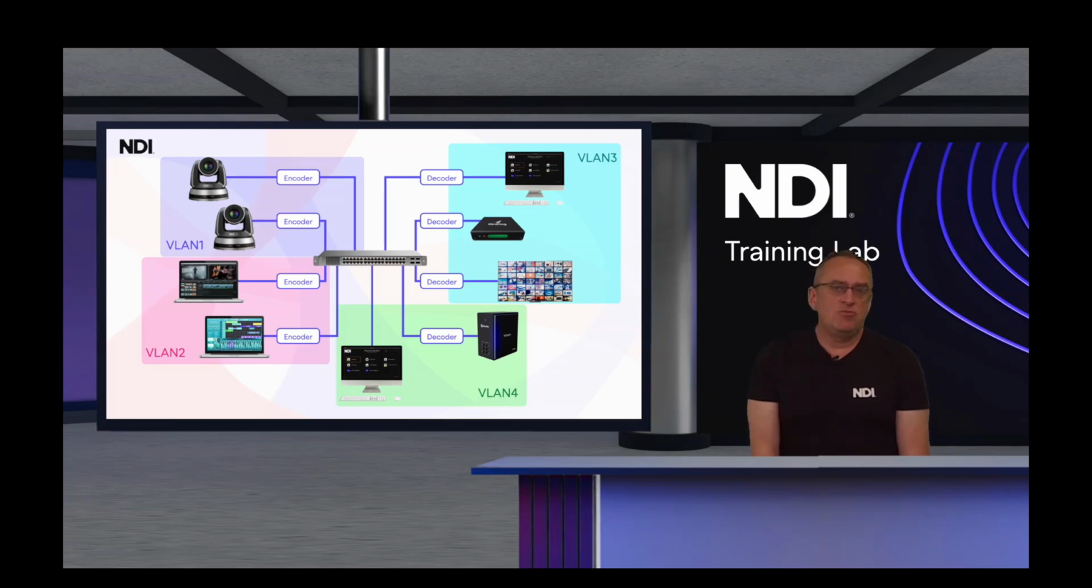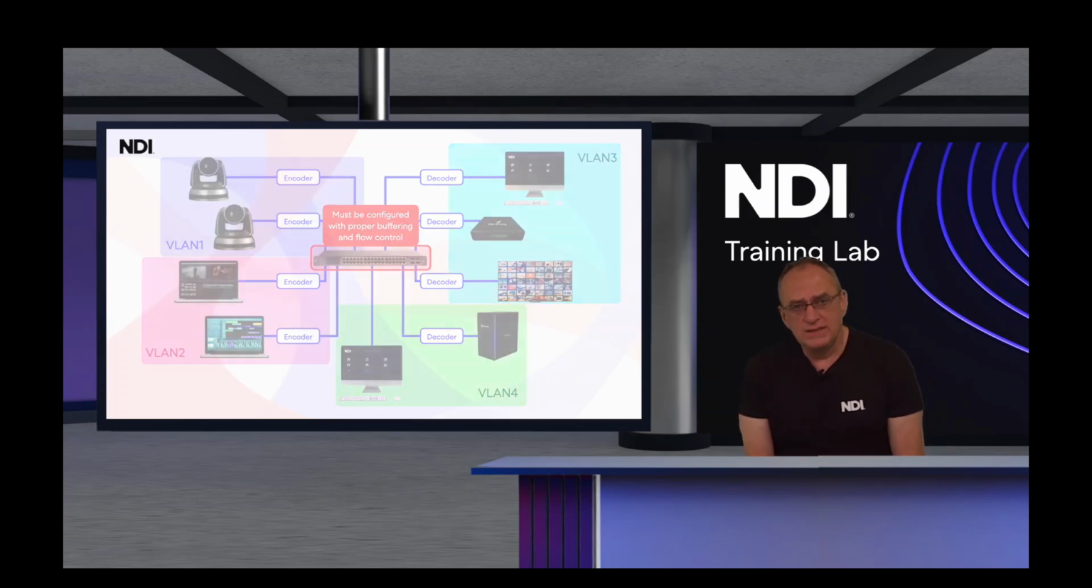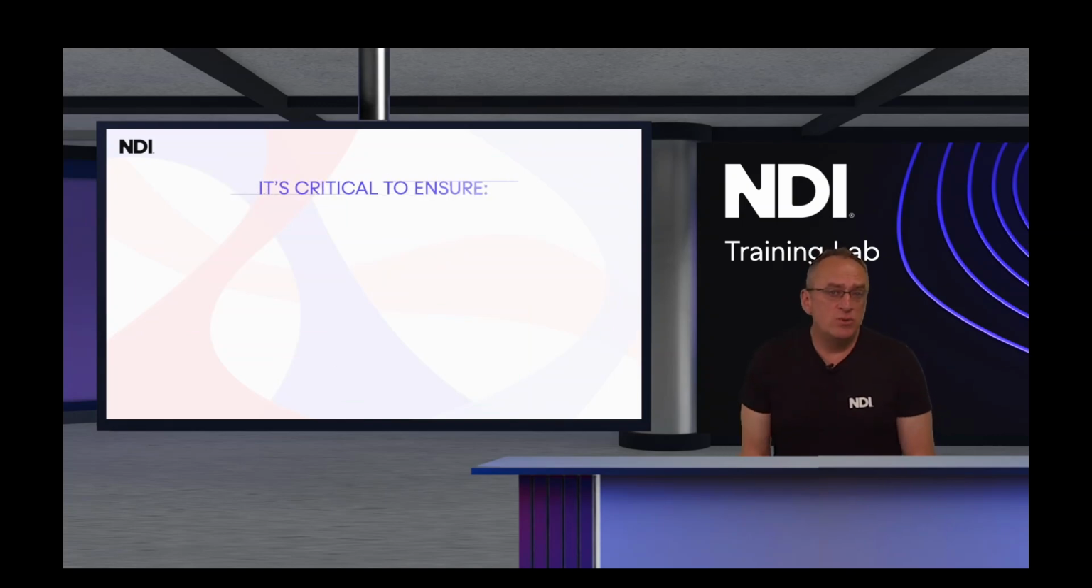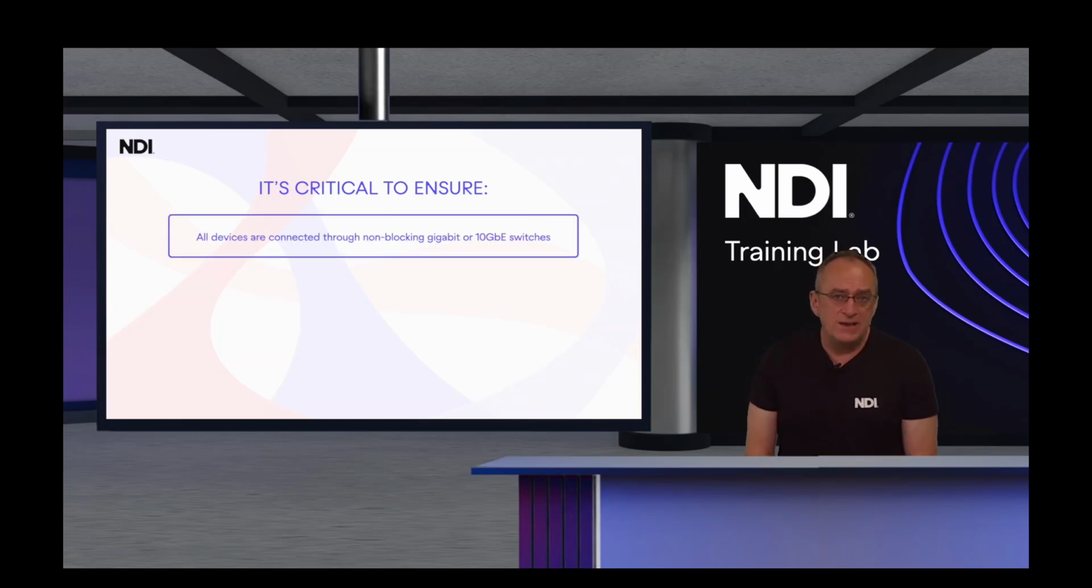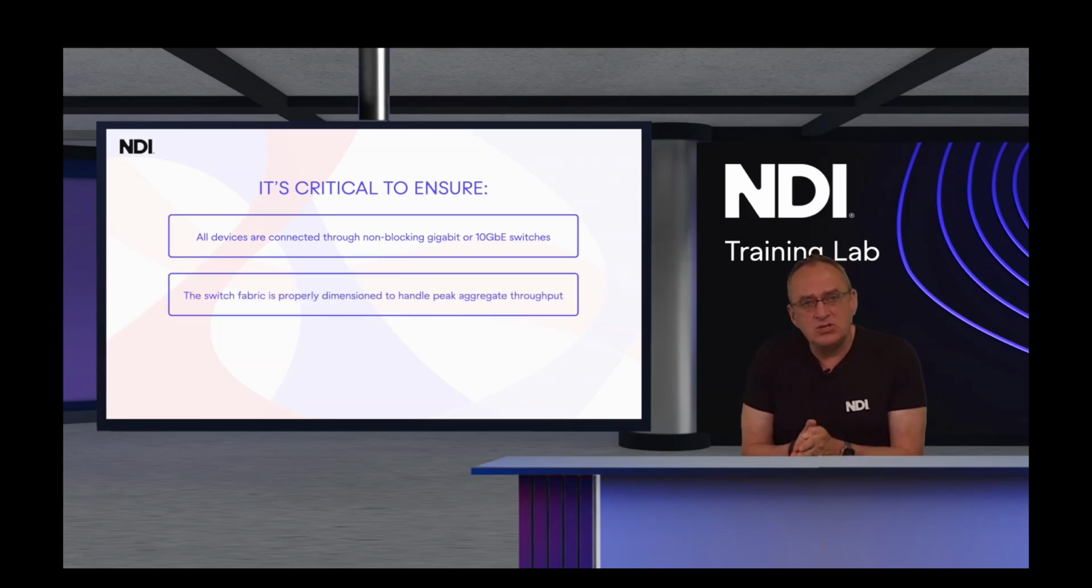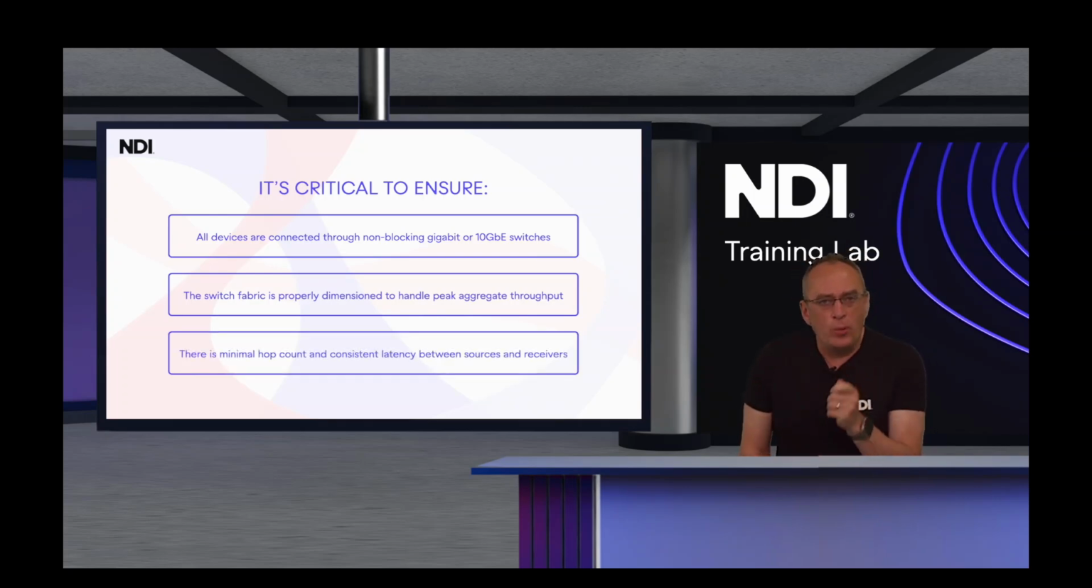And since NDI relies heavily on low latency, high throughput unicast transmission, network switches must be configured with proper buffering and flow control. And while NDI can work on general purpose networks, in professional environments, it's critical to make sure that all devices are connected through non-blocking gigabit or 10 gigabit Ethernet switches. The switch fabric has to be properly dimensioned to handle peak aggregate throughput and make sure that there is a minimal hop count and consistent latency between sources and receivers.